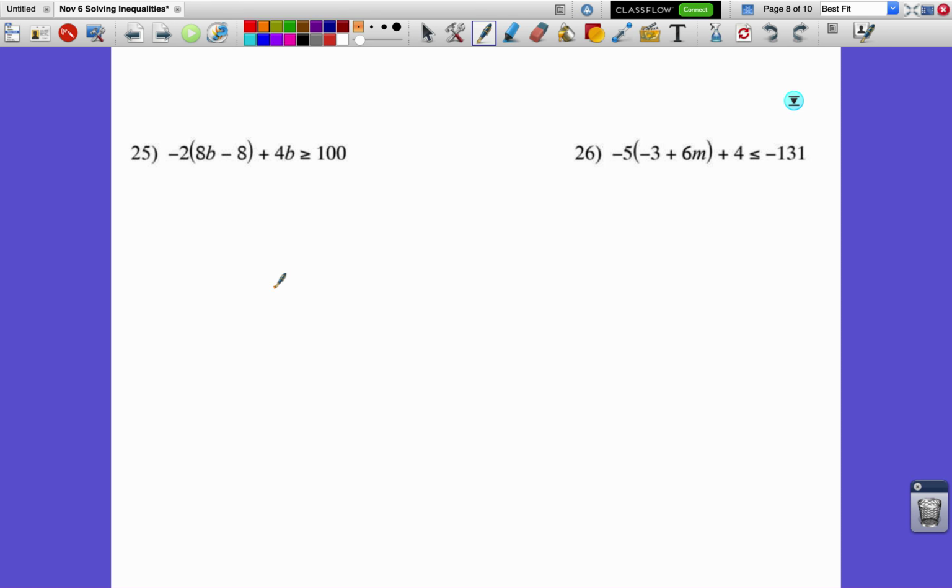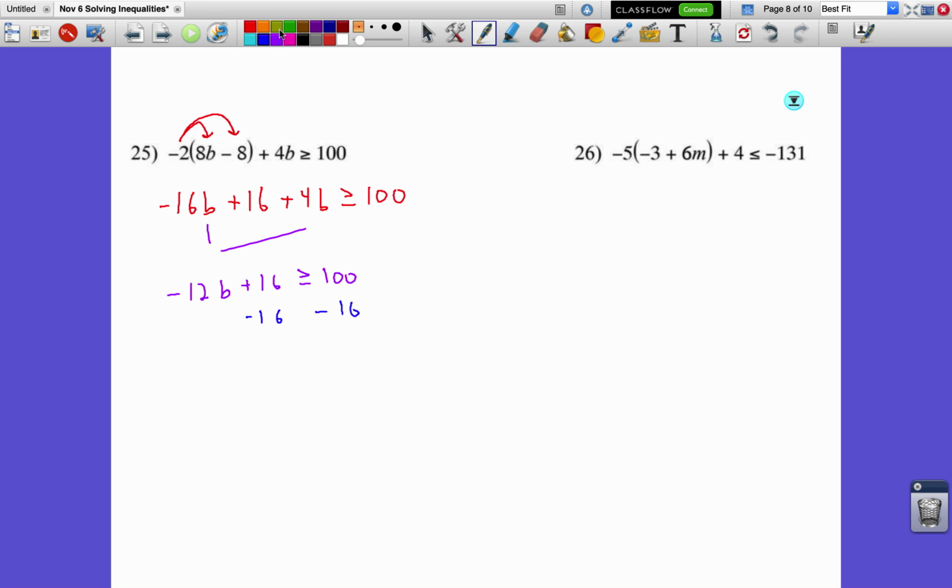All right, let's skip to some even harder ones with 25. Let's follow our 6 steps to solving. I'm going to distribute that negative 2. I get negative 16b plus 16 plus 4b is greater than or equal to 100. Combine like terms here. Get negative 12b plus 16 is greater than or equal to 100. Take away the 16. Negative 12b is greater than or equal to 84.